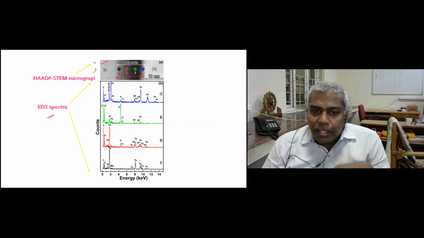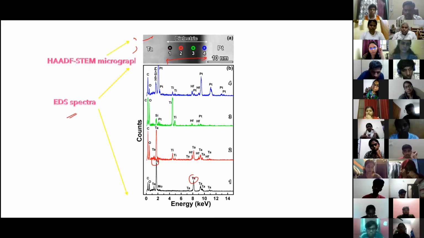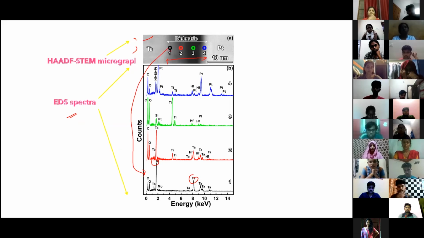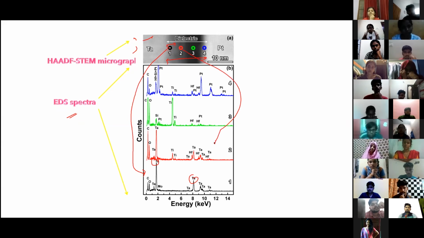For example, I see tantalum here, tantalum a lot. So I'm saying this spectra contains more tantalum. So tantalum is there, and tantalum pentoxide is distributed for a while. Then I acquire from here, the second spectrum. See, I get titanium, and hafnium also a little bit, in addition to tantalum. So this layer, approximately this one, is a mix of titanium and tantalum.